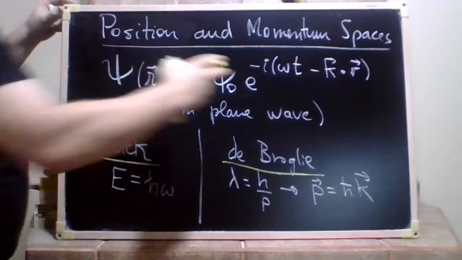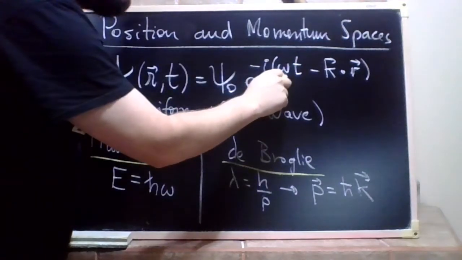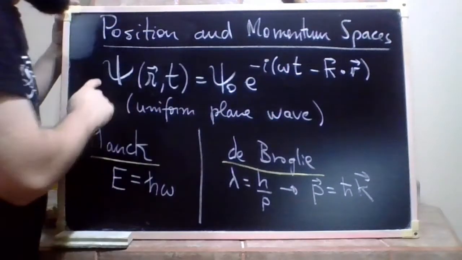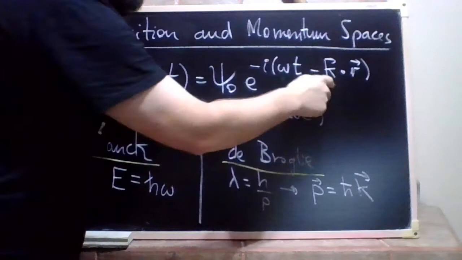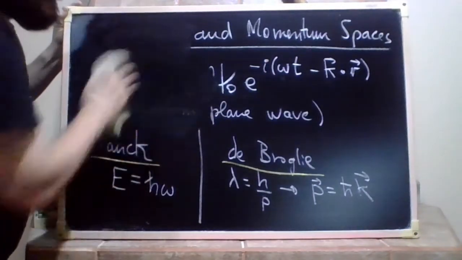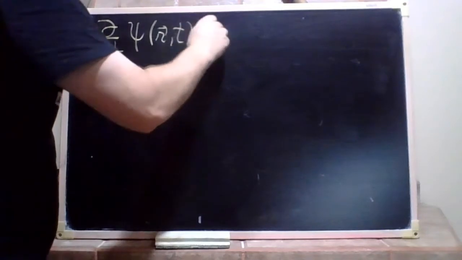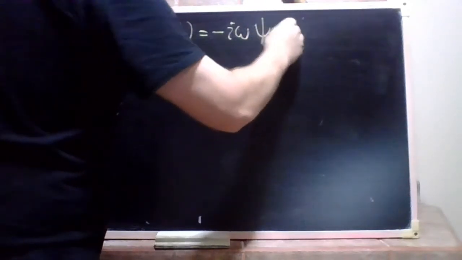But of course, you must remember that a plane wave is a wave having a definite frequency omega and a definite wave vector. So a plane wave is a function corresponding to a perfectly defined omega and k vector. All right? So if you take the time derivative of that plane wave function, you'll find minus i omega, and the function repeats.